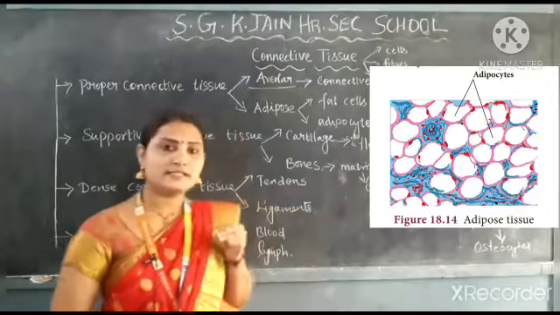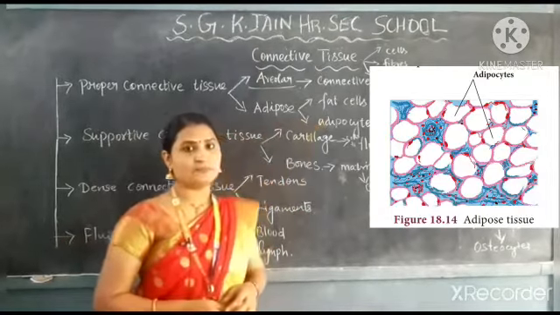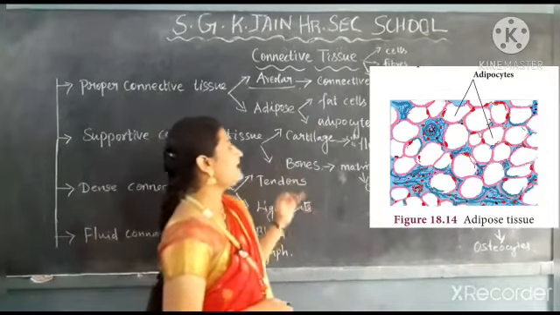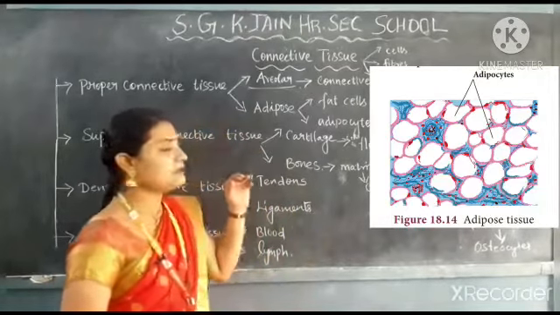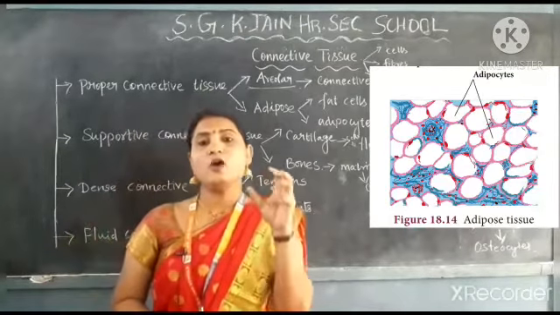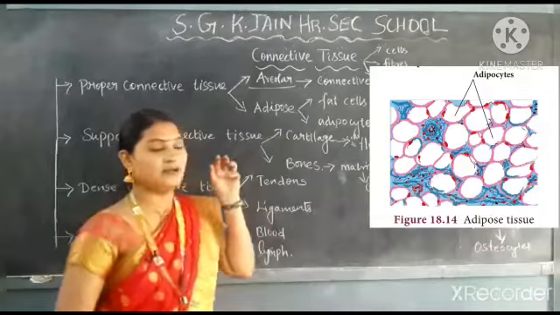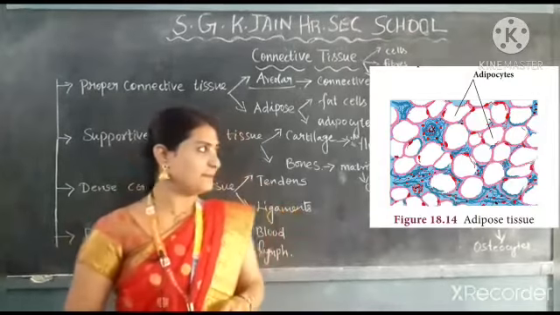Then what is the next category? The next category is the adipose connective tissues. This adipose connective tissue consists of fat cells and adipocytes. These fat cells are round or oval in shape.